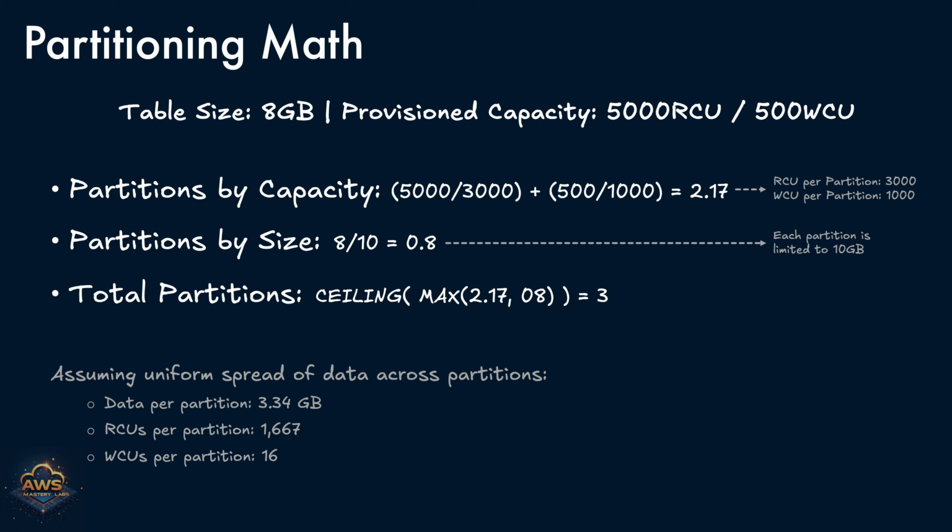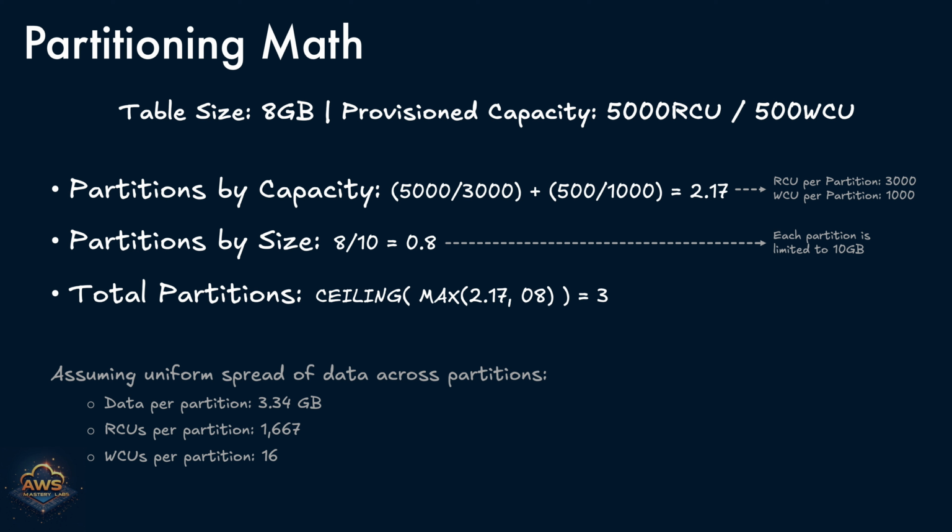DynamoDB uses three main factors to determine the number of partitions. Table size: each partition can store up to 10 gigabytes of data. Read throughput: each partition can support up to 3,000 RCUs. Write throughput: each partition can support up to 1,000 WCUs. By following the calculations, you will see that the highest of these three numbers is used by DynamoDB to determine the final partition count. In our case, that rounded value is 3.